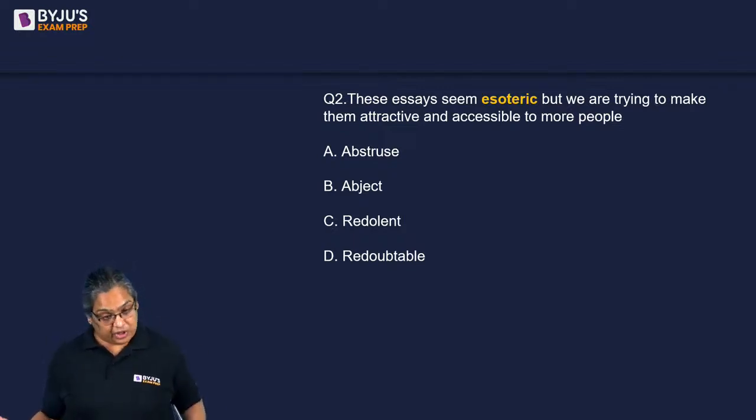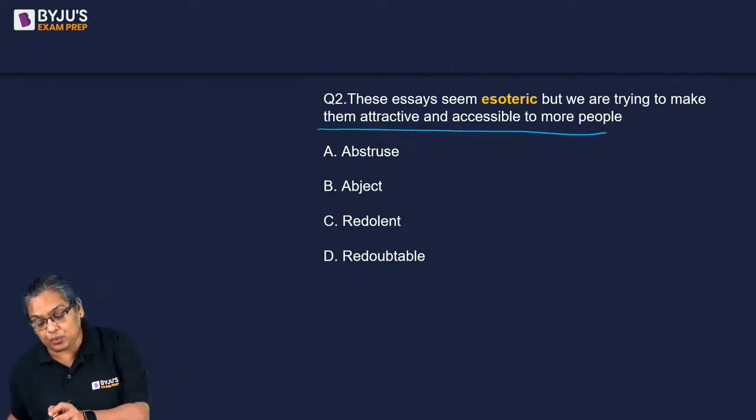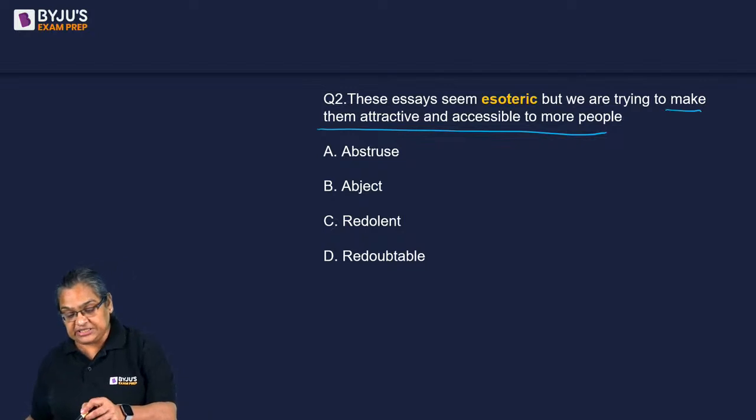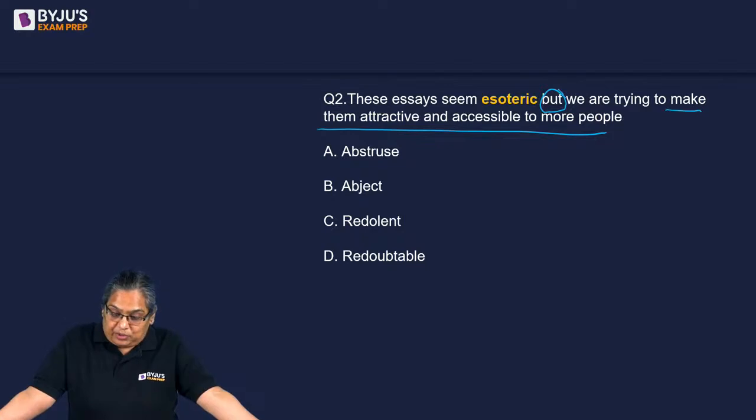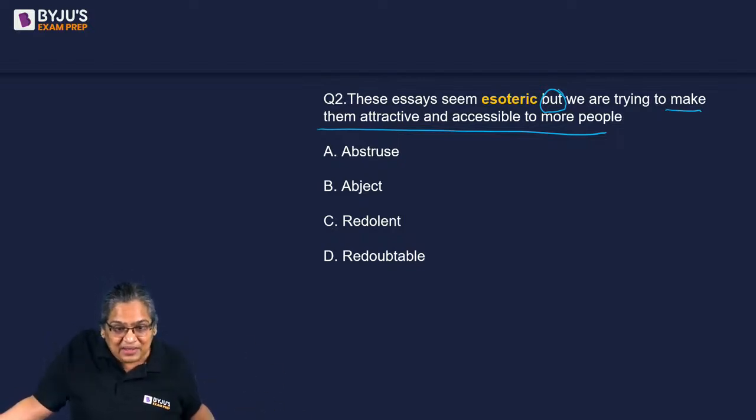These essays seem esoteric, but we are trying to make them attractive and accessible to more people. So since it is saying, but we are trying to make it attractive and accessible to more people, esoteric would have a meaning which is probably something which is not accessible to more people, not attractive to more people. So what do you think would be the nature of the essays? Abstruse, difficult to understand. Abject, dismal. All right.